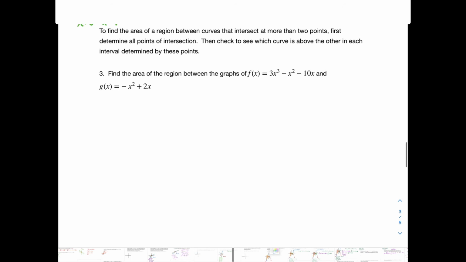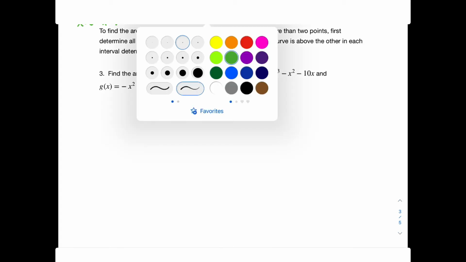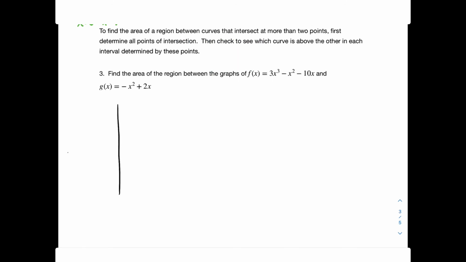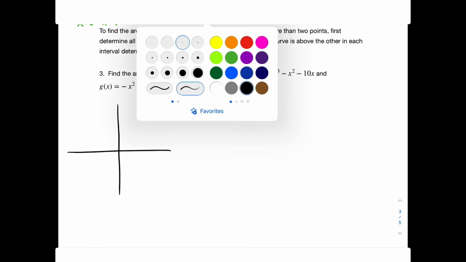Okay, now we're going to look at finding the area of the region between curves that intersect more than 2 points. So we have multiple regions of intersecting area. This is going to be done very similar to how we've done intersecting equations. But this time you're going to have multiple areas. So let me show you by the example.